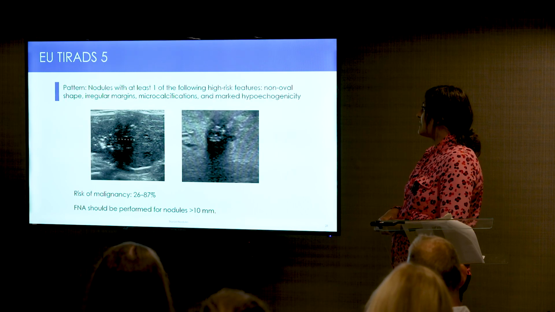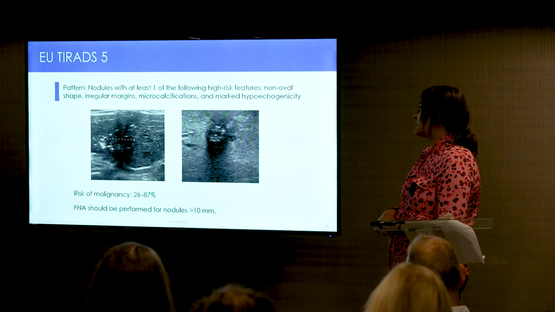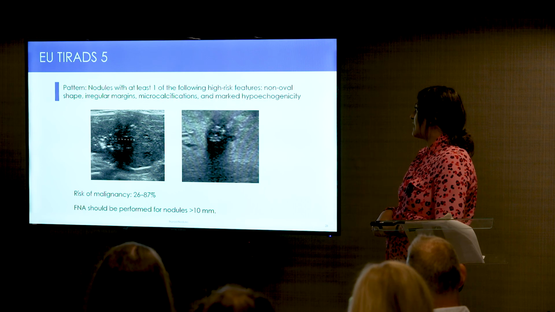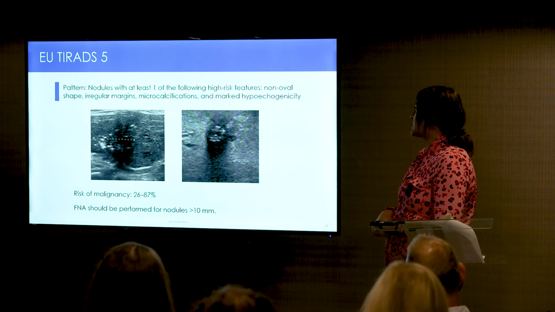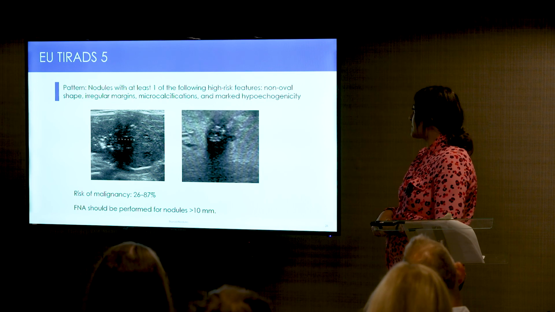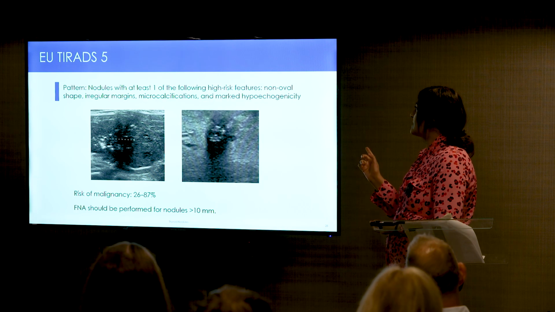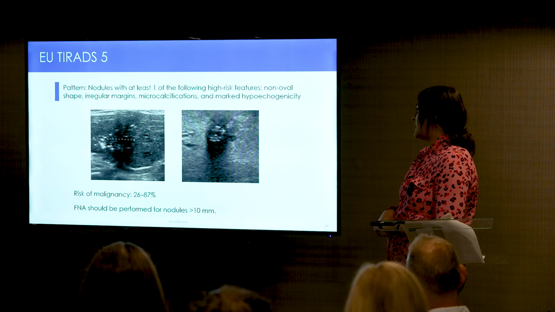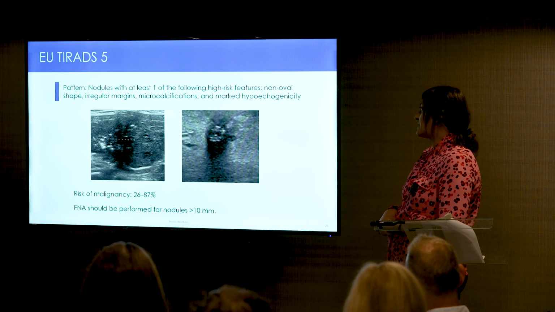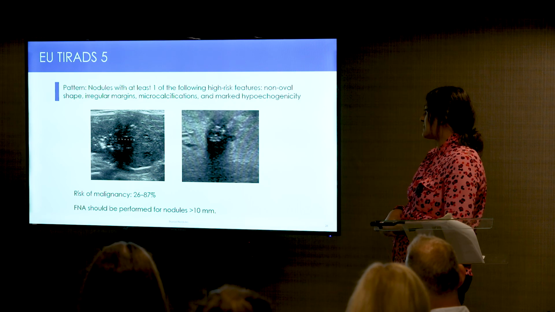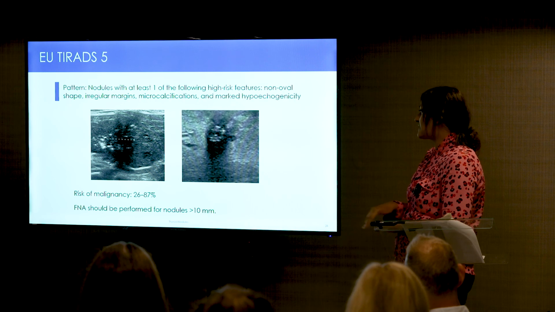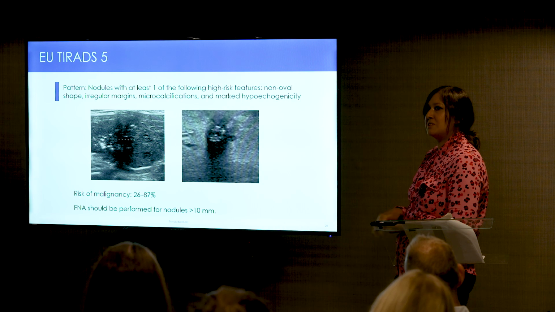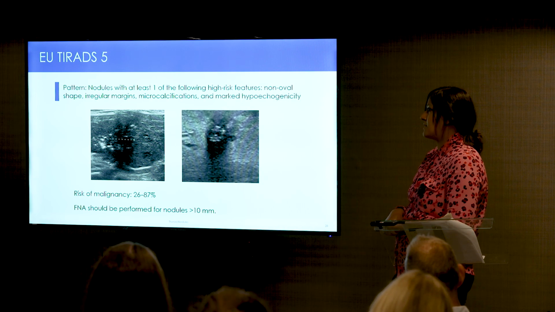And now we're on to EU TIRADS 5, and you can see these nodules just look very suspicious. So completely ill-defined, spiculated, taller rather than wide. Any of these features automatically puts this into the EU TIRADS 5 category. And FNA is recommended only if these nodules are greater than 10 millimetres. However, even if it's less than 10 millimetres, I would have a full discussion with the clinical team before deciding that surveillance is going to be the only option.